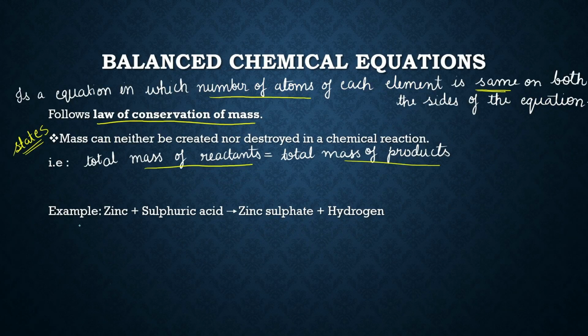Now let's solve one more question, a similar question. Zinc reacts with sulfuric acid. The formula of sulfuric acid is H2SO4, to form zinc sulfate. So now how to write this formula? Zinc sulfate.